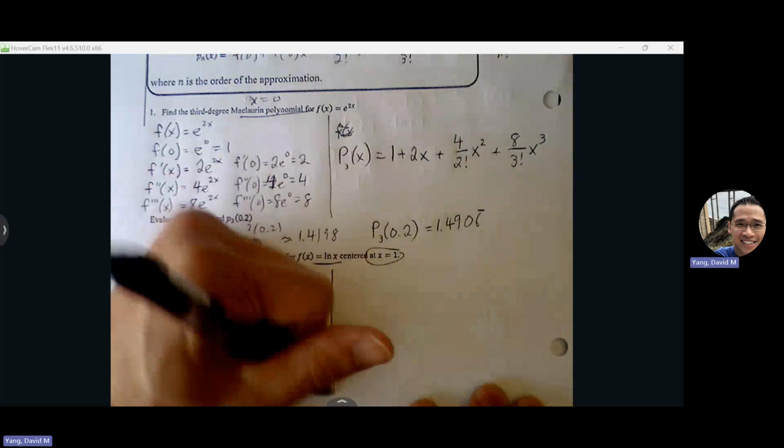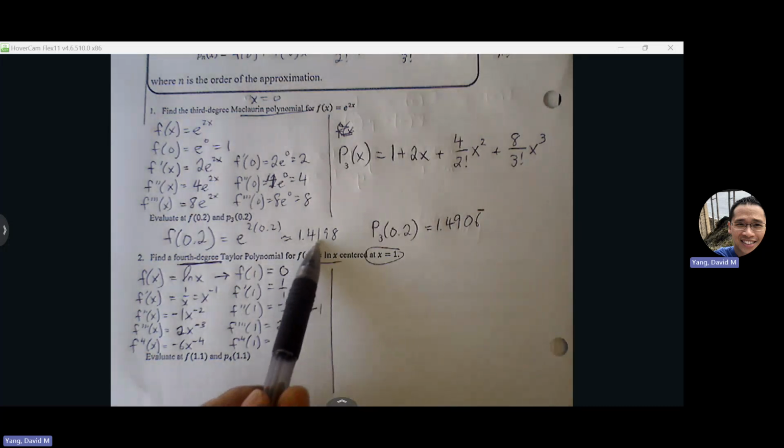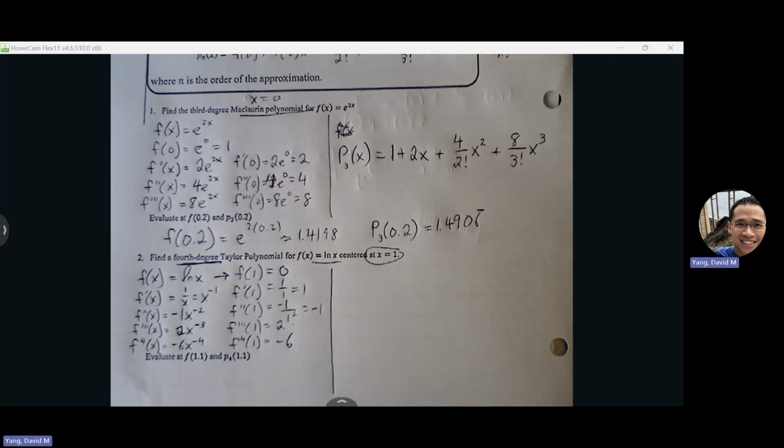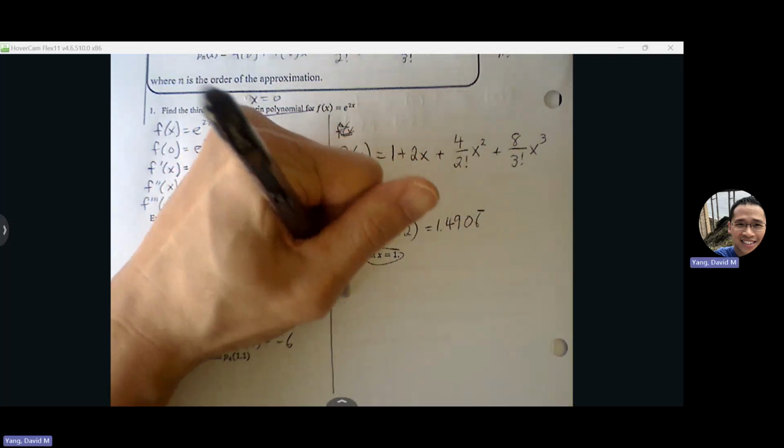So we're going to create a fourth degree polynomial that is going to take the same information as natural log's derivatives all the way to the fourth derivative, and it's going to create a fourth degree Taylor polynomial graph that is mimicking this natural log graph up to the fourth derivative. So we'll do p sub 4 of x.